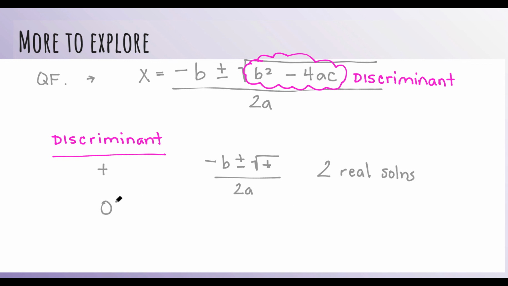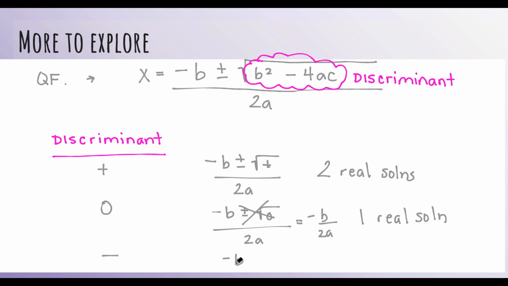When our discriminant is 0, we end up with negative b plus or minus the square root of 0 over 2a. Well, the square root of 0 is just 0, so we're adding or subtracting nothing. So our solution will just be negative b over 2a. So there's one real solution. And when our discriminant evaluates to a negative number, we end up with negative b plus or minus the square root of a negative number over 2a. So you know that the square root of a negative number is not a real solution. So we will end up with no real solutions when our discriminant is a negative number.